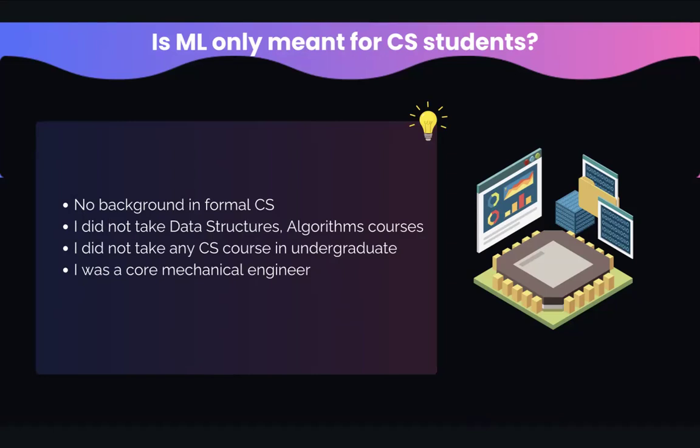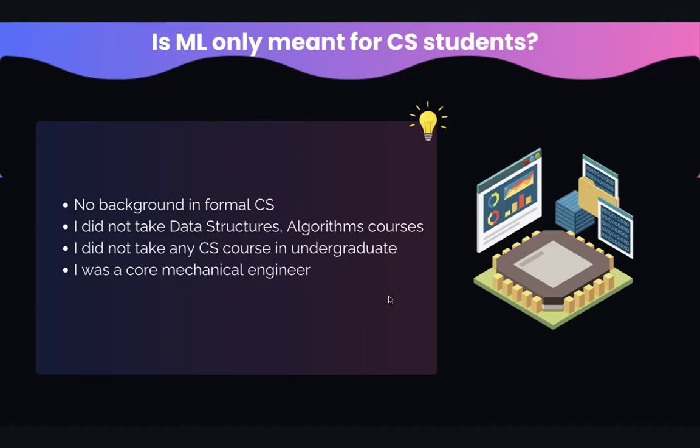But is ML only meant for CS students? The answer is no. It is completely possible for you to transition into machine learning if you have your mathematics strong. The fundamentals of mathematics is something that you need to focus on, or it has to be very strong during your undergrad years. Even if it's not, there are particular topics in mathematics that need to be revised. So it's completely possible. It's not impossible for a core student. And here I'm talking about engineering.